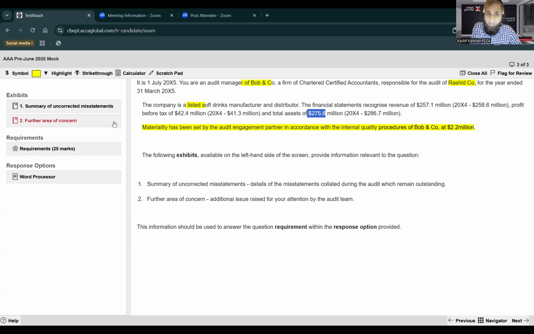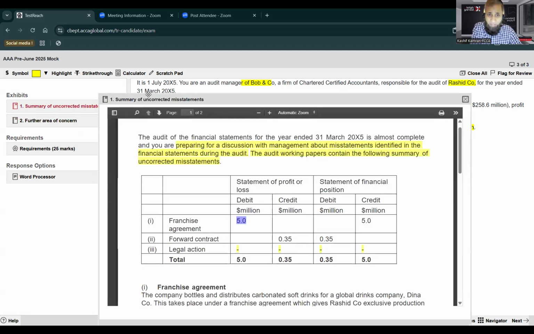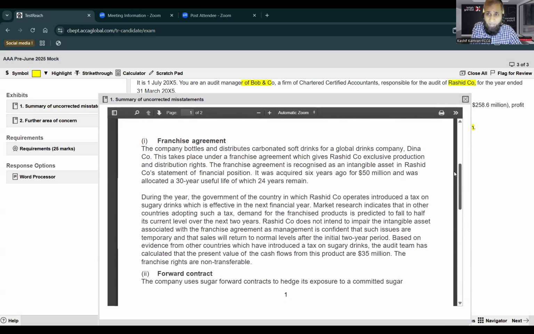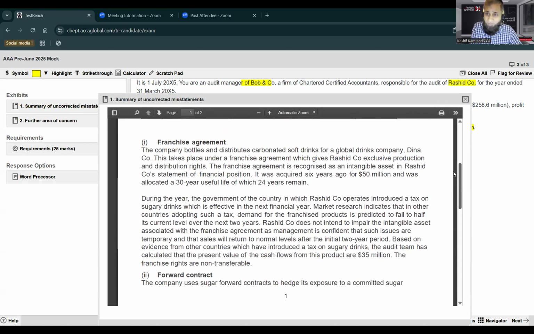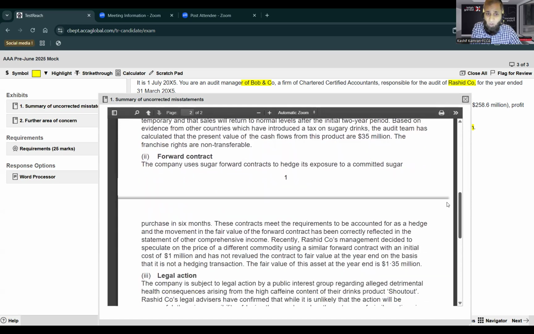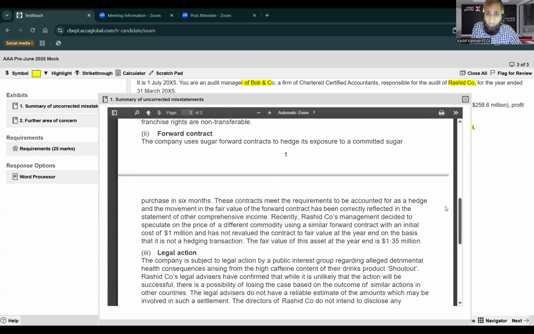So there were three areas, right? Given in this schedule. One is the franchise agreement. I think in this, the problem was impairment. They have not recognized the impairment of $5 million. That was the problem. In the second, the forward contract, there was a speculative contract which needs to be treated through fair value through P&L, and the speculative contract was not treated through fair value through P&L. It's given over here that the cost of $1 million and the fair value was $1.35 million.